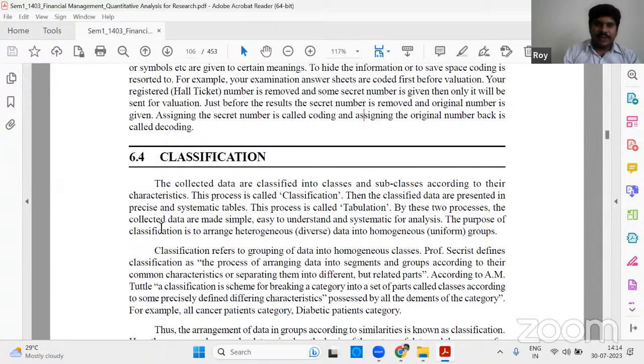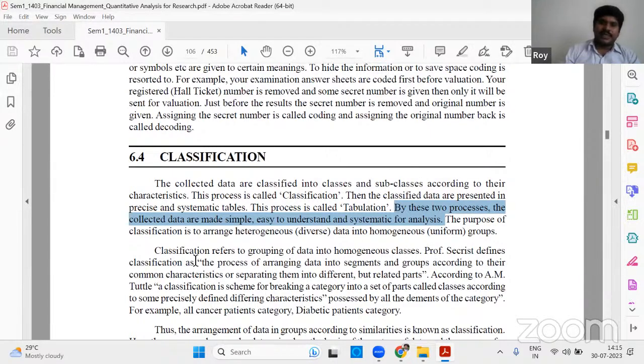Classified data are presented in precise and systematic tables. This is called tabulation. By these two processes, the collected data are made simple, easy to understand, and systematic for analysis. The purpose of classification is to arrange heterogeneous, diverse data into uniform, homogeneous groups. Classification refers to grouping data into homogeneous classes.